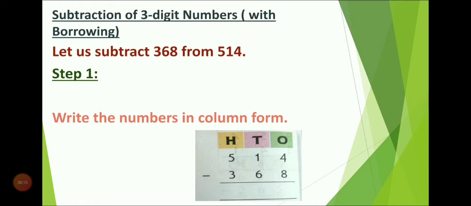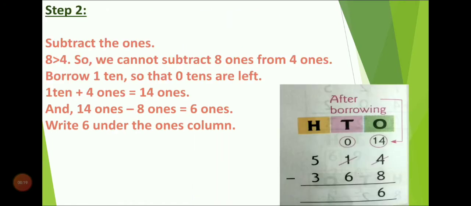First, we will write the given numbers in column form. Then, we will subtract the ones. As you can see, 8 is greater than 4. So, we cannot subtract 8 ones from 4 ones. So, we will borrow 1 ten from 1.